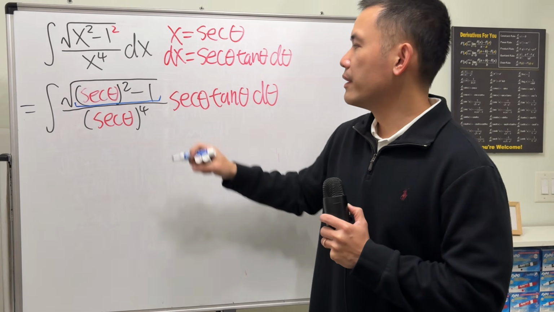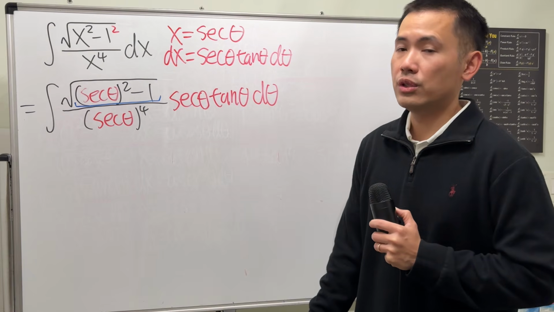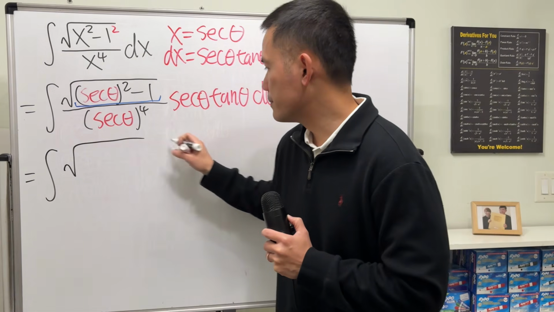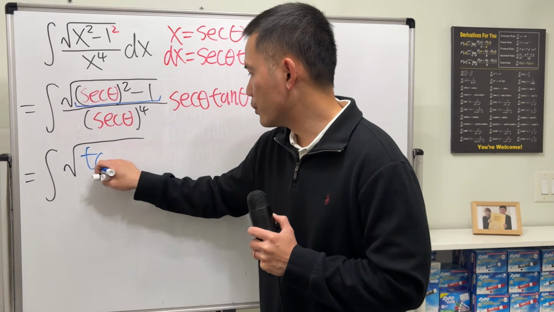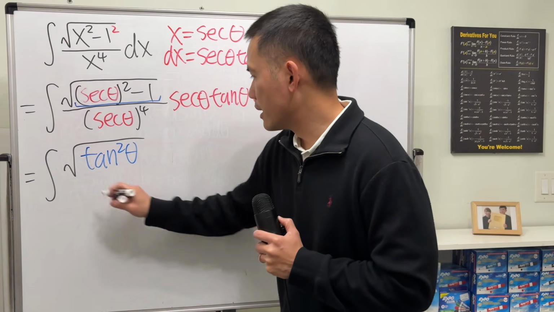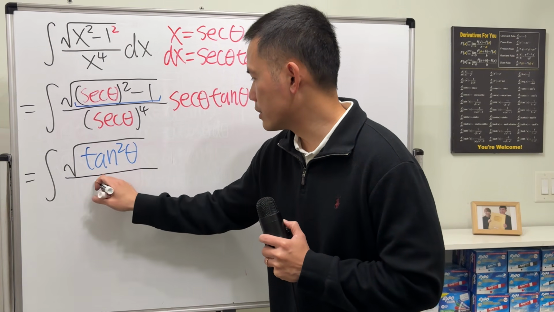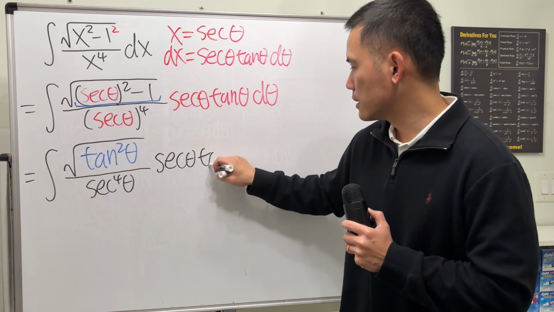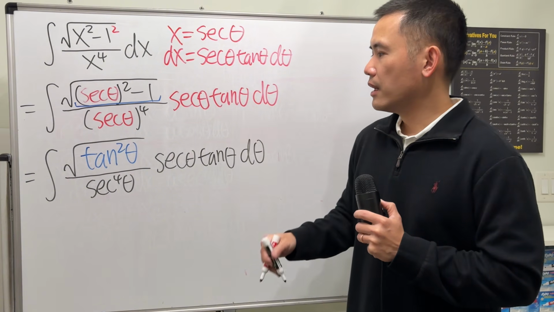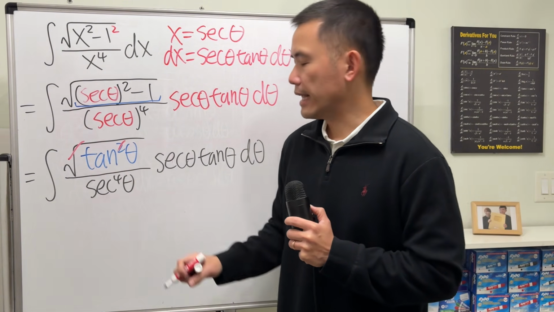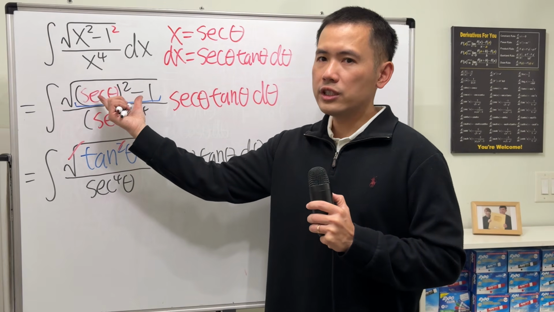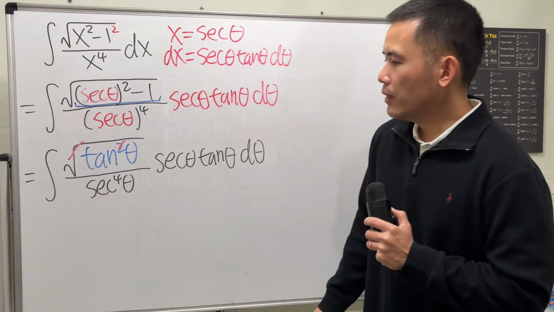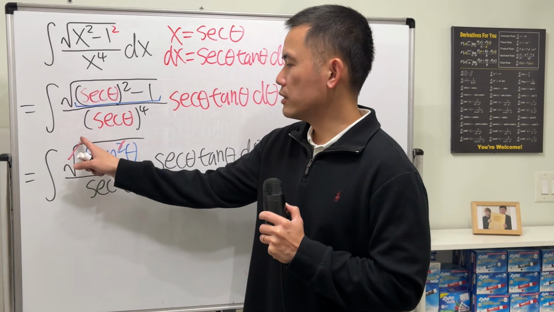Inside here, secant squared theta minus 1 gives you tangent squared theta. So, don't forget to write down the integral and then the square root. On the inside, we get tangent squared theta. And then usually we like to put down the power right here, so that's secant to the 4th power. And then we still have this. Now, the square root and square cancel. This is what I told you. When we do trig sub, it's like completing a square inside of the square root, very nicely.